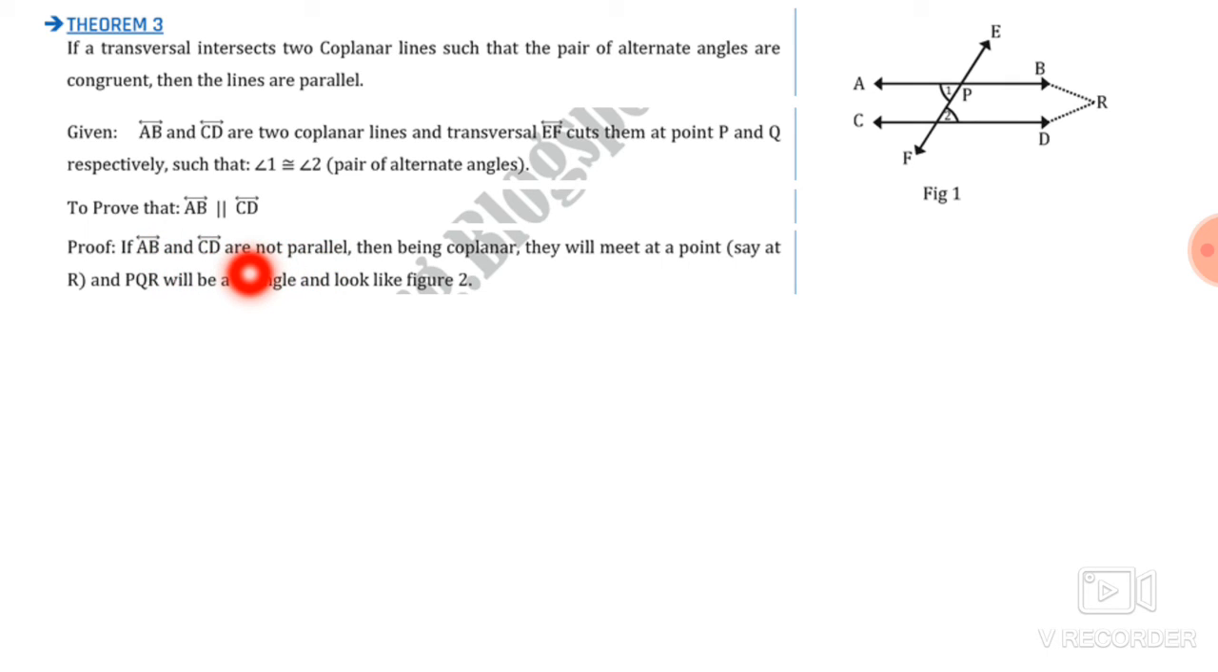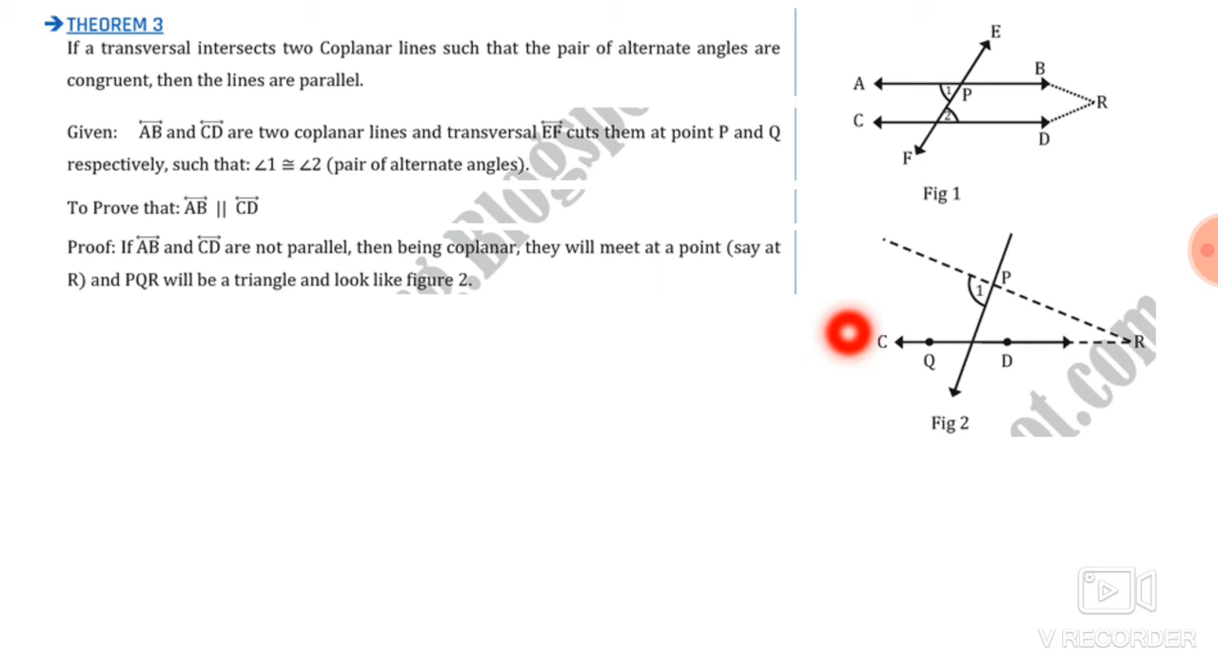It means they are intersecting. So being coplanar, they will meet at a point, say R. They are coplanar lines and they are not parallel, so they are intersecting lines and will intersect at point R. Our diagram will be somewhat like this. If the lines are not parallel, they will intersect at point R. Here we can see that we have a triangle, and PQR will be a triangle, like figure number 2.